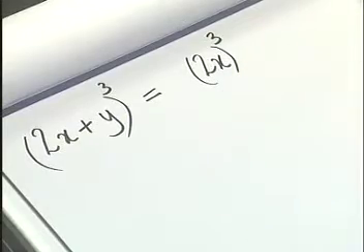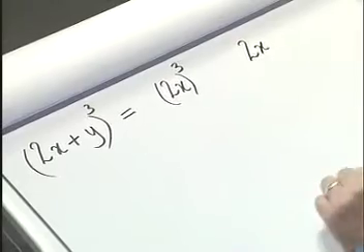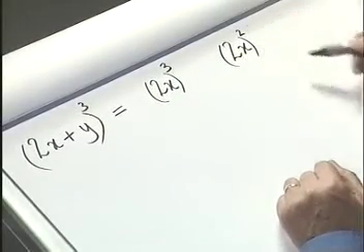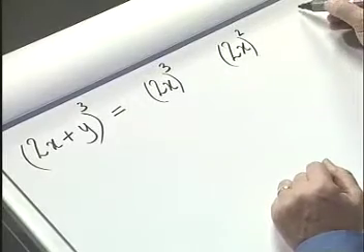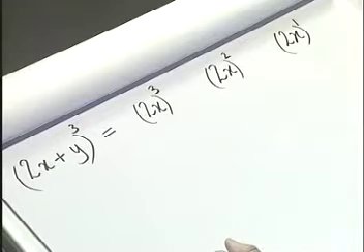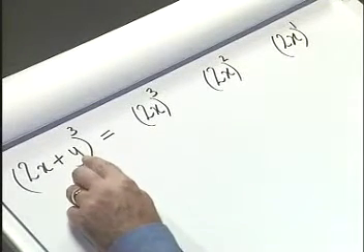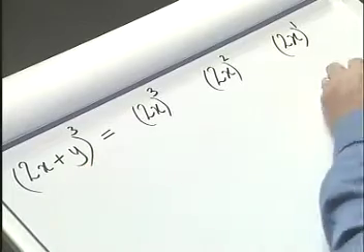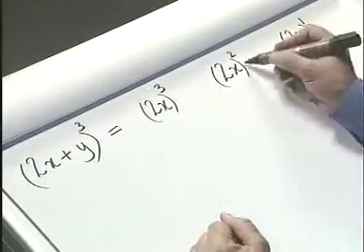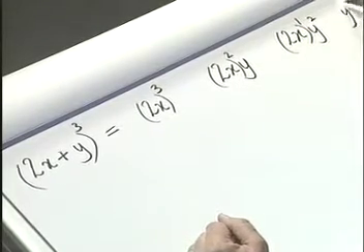Every subsequent term will have a 2x in it, but as we go from left to right, the power of 2x will decrease. So the next term will have a 2x all squared. The next term will have a 2x to the power 1, or just 2x, and then there won't be any at all in the last term. Powers of y will increase as we move from the left to the right, so there won't be any in the first term, then there'll be y, then there'll be y squared, and finally y cubed.